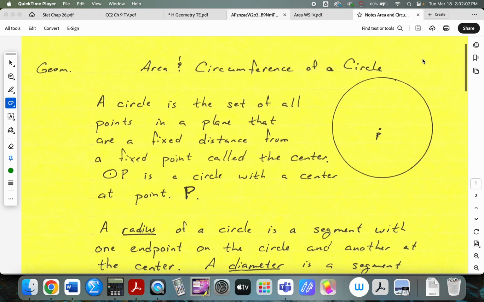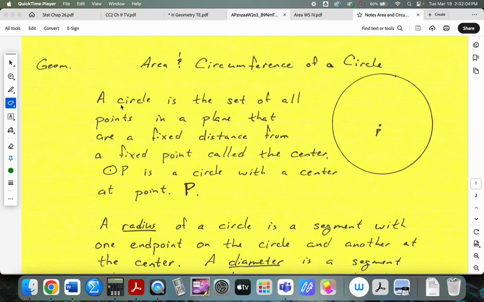So, first of all, a reminder of what a circle is. You all recognize it, but you may not know the definition. It's the set of all points in a plane, so it has to be flat, that are at a fixed distance, meaning the distance doesn't change, from a fixed point, meaning the point doesn't move, called the center. The way that we write that in symbols is we draw a circle, but so that we know it's not an O or a 0, we put a dot in the middle of it. So that's circle P. It's a circle with a center at point P.